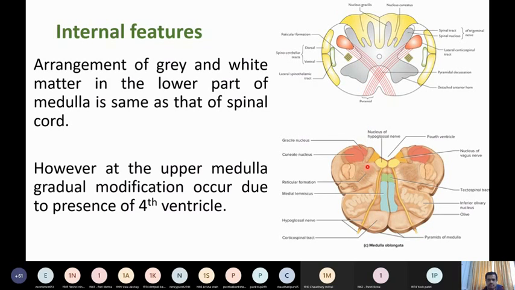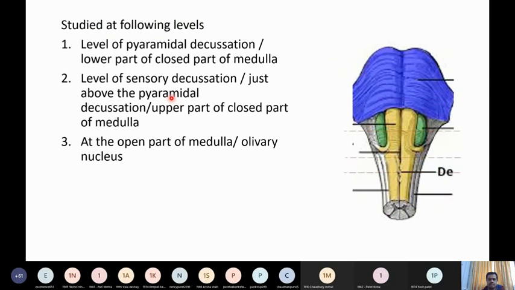We'll see them. Now, for the study purpose, the internal feature of the medulla is studied at 3 different levels. If you take section at 3 different levels, the arrangement of structure will be different at these 3 levels. Okay, so the area which is popping up. So in these 3 levels, the arrangement of structure within the medulla oblongata is different. So where are these 3 levels?